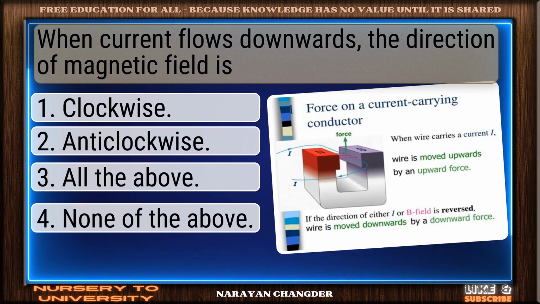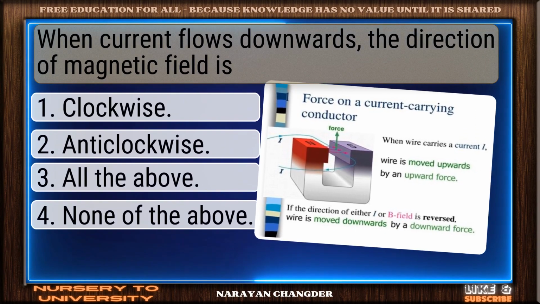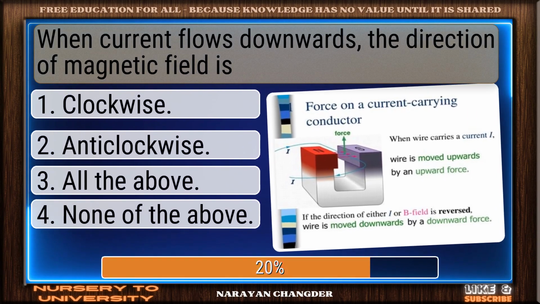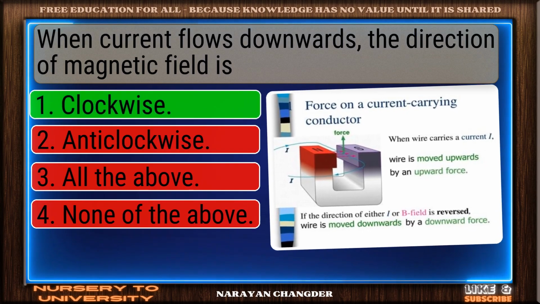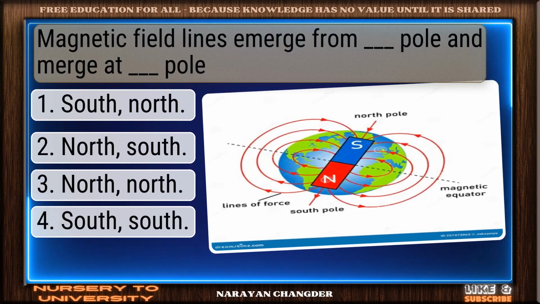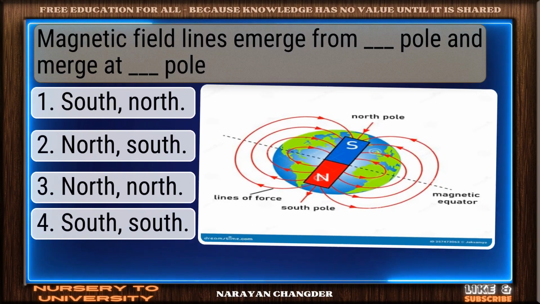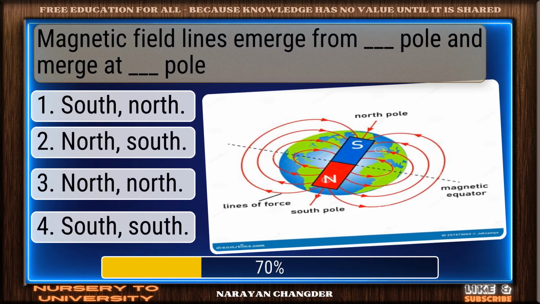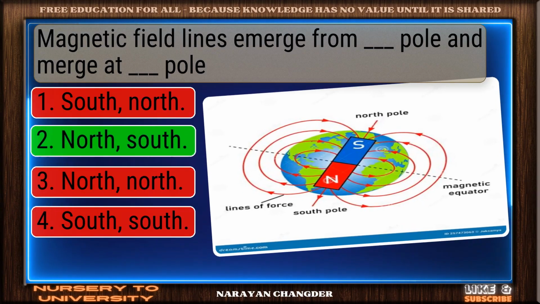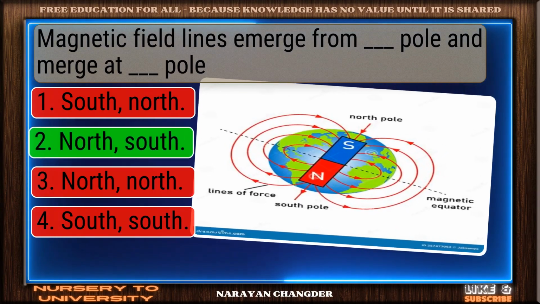When current flows downwards, the direction of magnetic field is. Clear logic. Clockwise is sound. Magnetic field lines emerge from dash pole and merge at dash pole. Excellent choice. North, south is right.